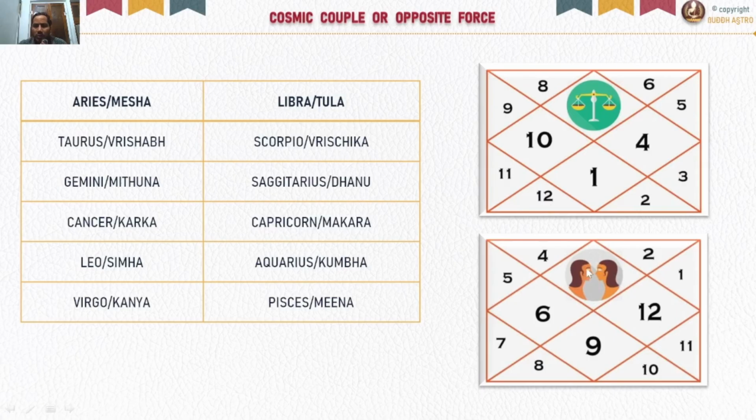This is the Gemini sign because it is the third. So the opposite will always be the 9th. Similarly, here is the 6th, and the opposite will always be the 12th. What is the 12th? This is the Pisces sign. So this is the Virgo sign. You can see Virgo is always opposite to the Meena or Pisces sign. So this you have to remember.